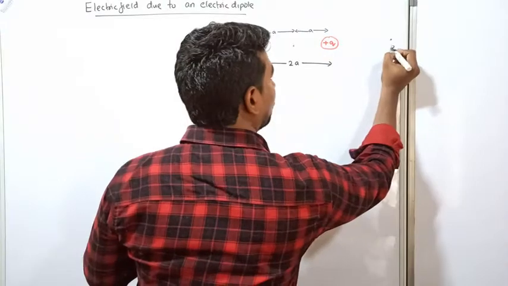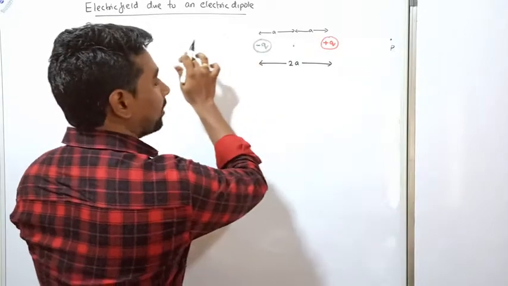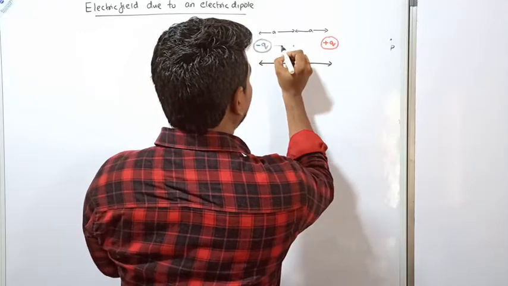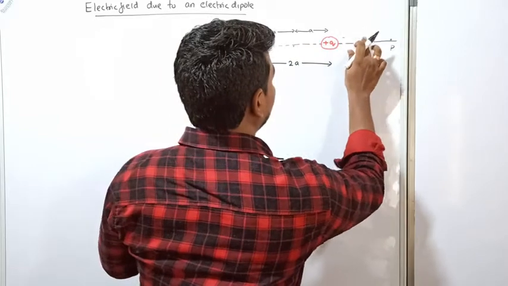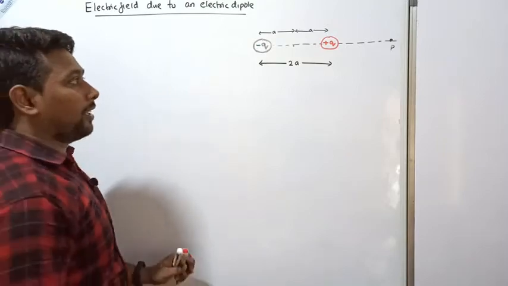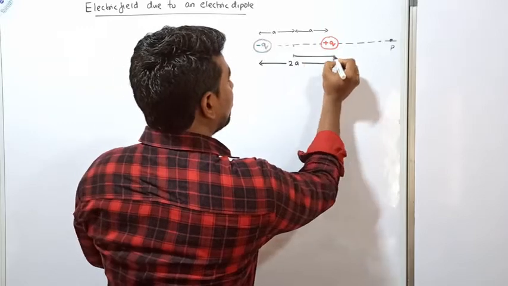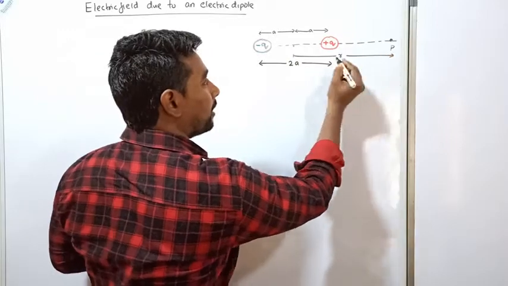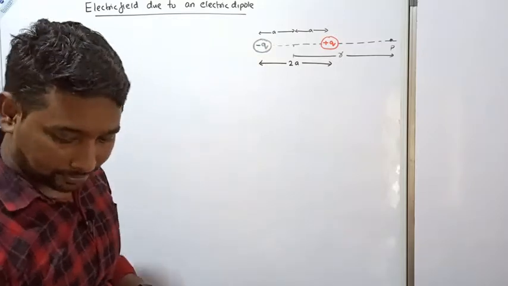This will be the axial point. Over the axial point, somewhere at P, we are going to find the electric field. Let's write the distance from here to here. This is r. From the center of the dipole to the point P, we write the distance as r. Okay, you got the figure? Good.